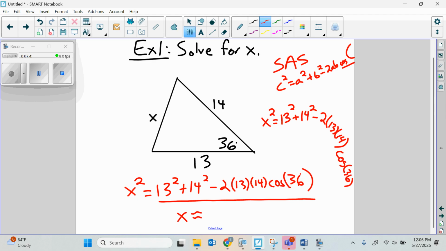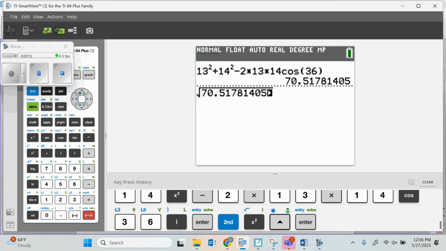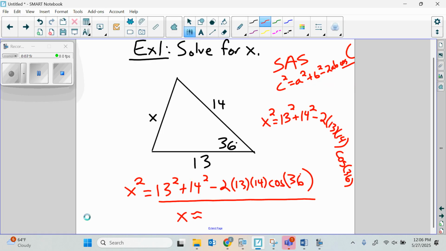So my last move, law of cosines, you always have to do one more move. My last move is to do the square root of that number. And there I get my answer of 8.397. And that seems like a much more reasonable answer.